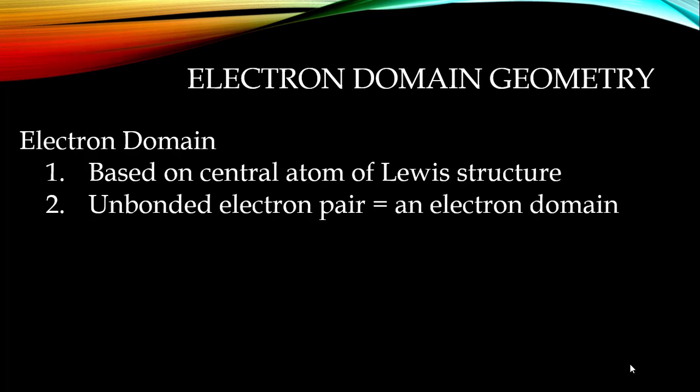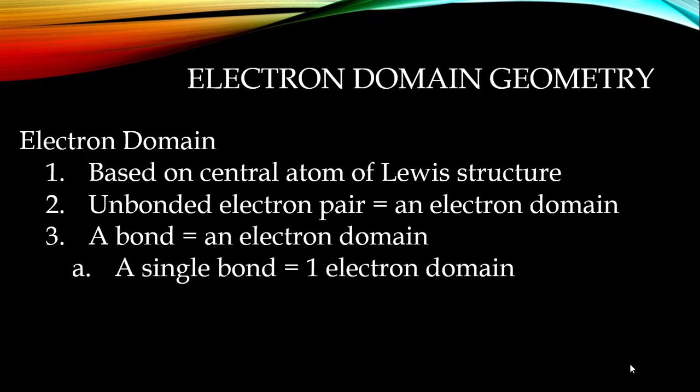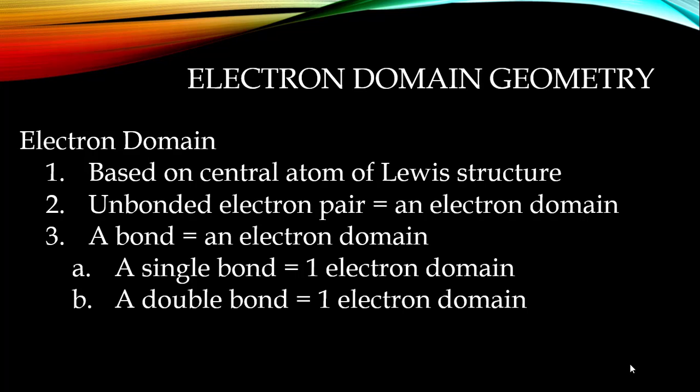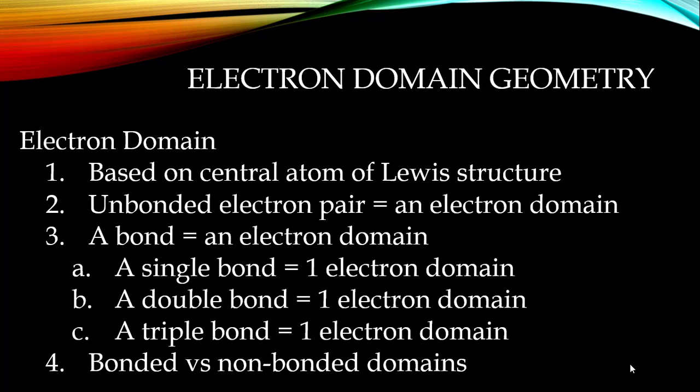An electron domain is an unbonded pair of electrons or any type of bond. And it's important to realize that a single bond is equal to one electron domain. A double bond is equal to one electron domain. And a triple bond is one electron domain. So any type of bond, single, double, or triple, between two elements is one electron domain. And we talk about bonded versus non-bonded domains.